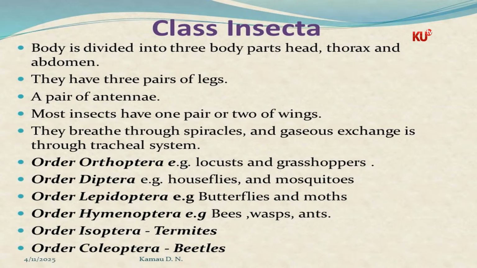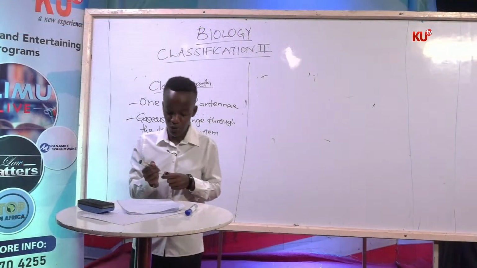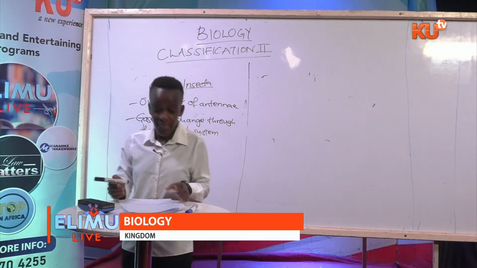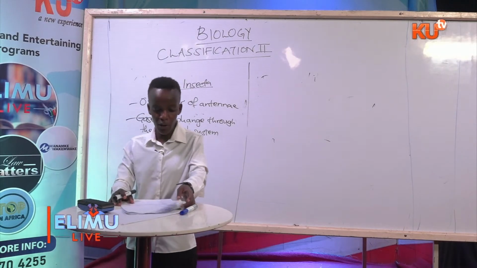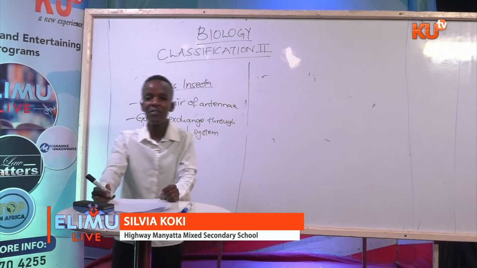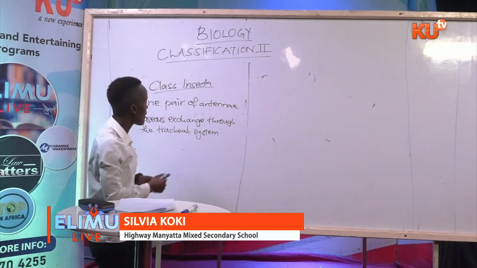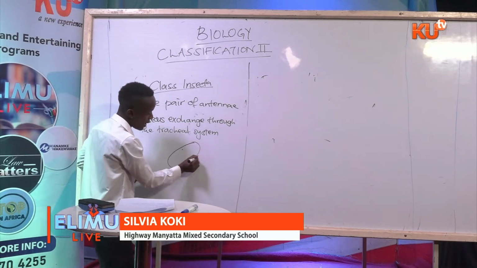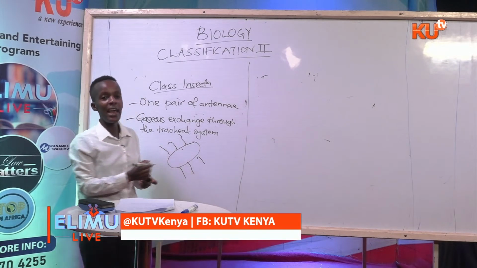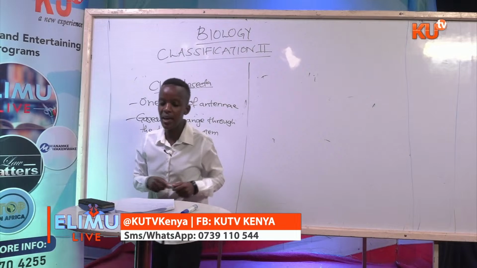The exoskeleton is waterproof. It means that even if they fall inside the water, the exoskeleton will not absorb any water. Then they breathe through the spiracles. When you observe a housefly, it has 3 pairs of legs. That means it has 6 walking legs.